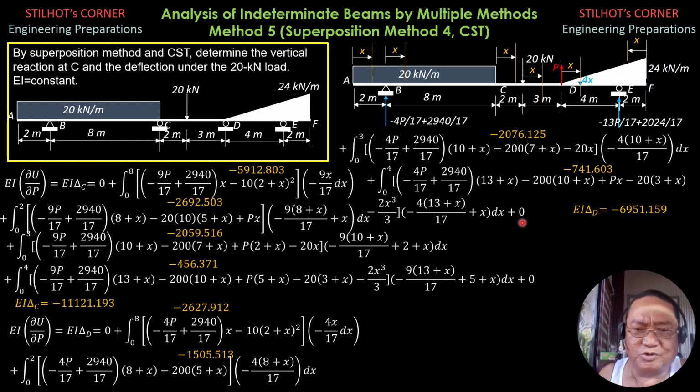Then combining these values here, we have EI delta D equals negative 6951.159. So let's continue with the deflection at C due to the applied support reactions at C and D respectively on the next slide.